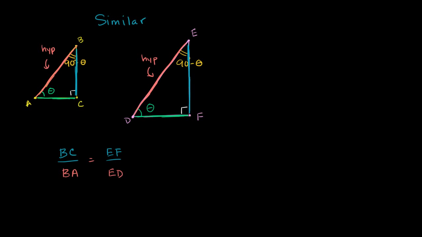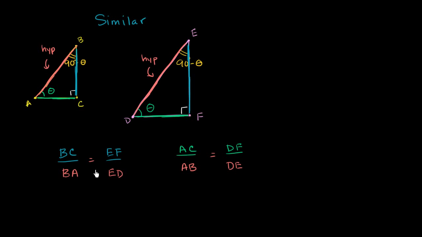Or we could also write that the length of segment AC, so AC over this triangle's hypotenuse, over AB, is equal to DF over DE. Once again, this green side over the orange side. These are similar triangles. They're corresponding to each other. So this is equal to DF over DE.